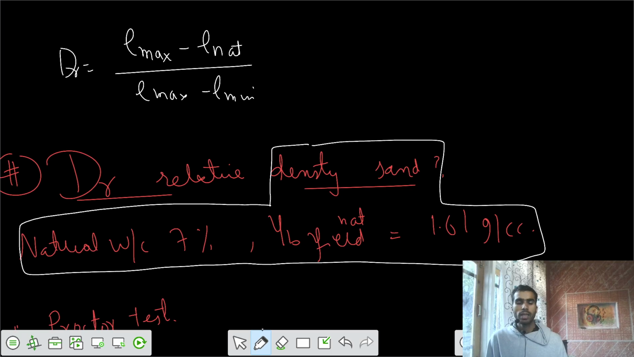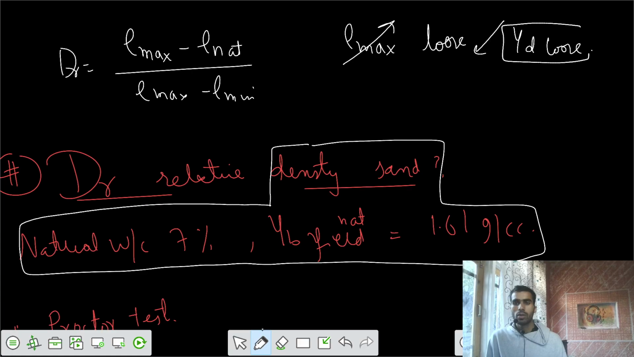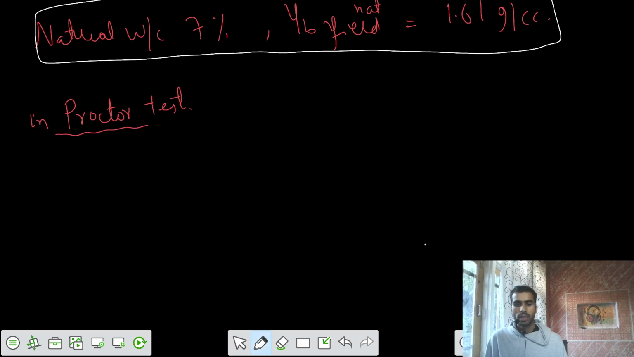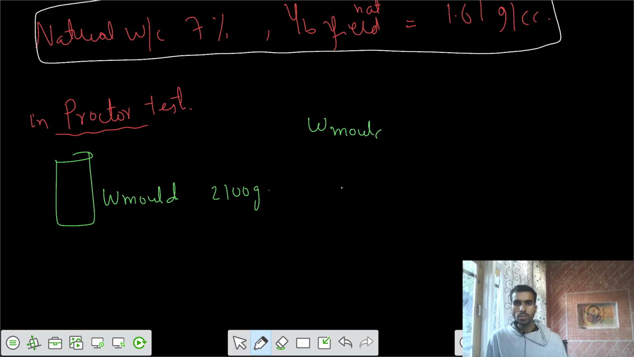For getting e max, the void ratio should be maximum. That means the soil should be in the loose condition, such that gamma_d should be loose. So I had to perform the Proctor test such that my gamma_d is loose. That test is given to you, and the data related to it. Let's say we have that mold. The weight of the mold is given as 2100 grams, and one more data is given: the weight of the mold plus weight of soil, when the soil is in the loosest state.